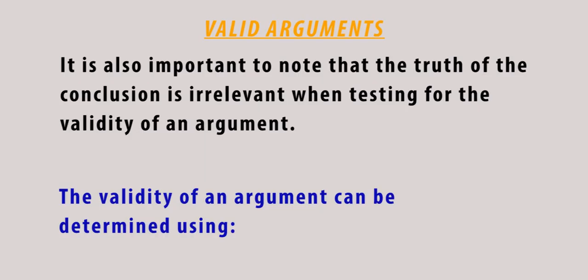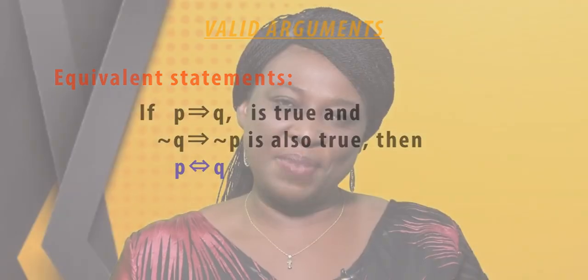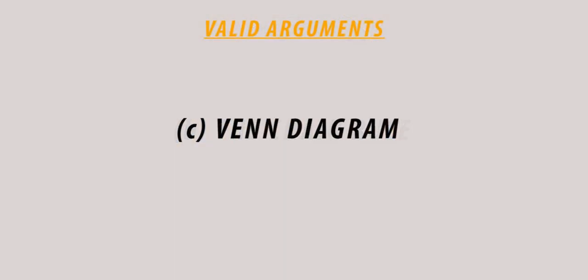The validity of an argument can be determined using three main things. A, we may decide to use equivalent statements. That is, if P implies Q is true, and not Q implies not P is also true, then we can conclude that P is equivalent to Q. B, the chain rule. And then C, Venn diagram. Let us look at the first one.